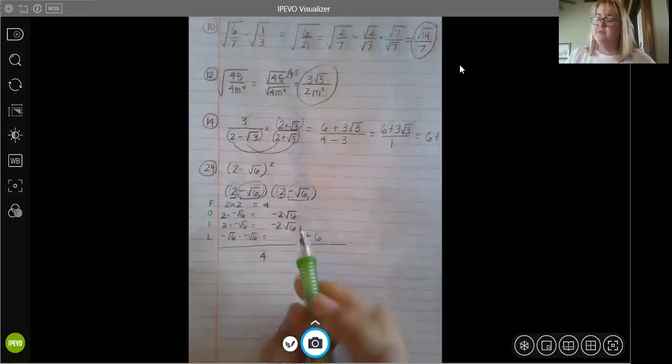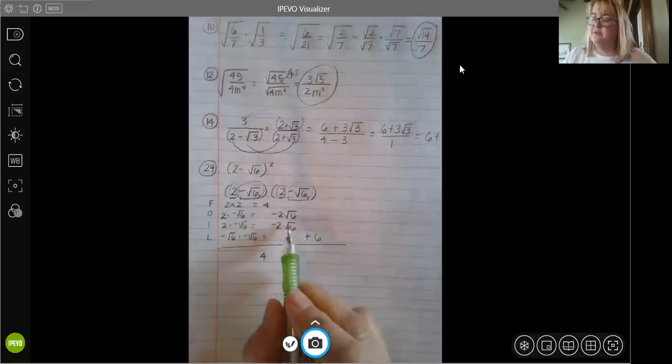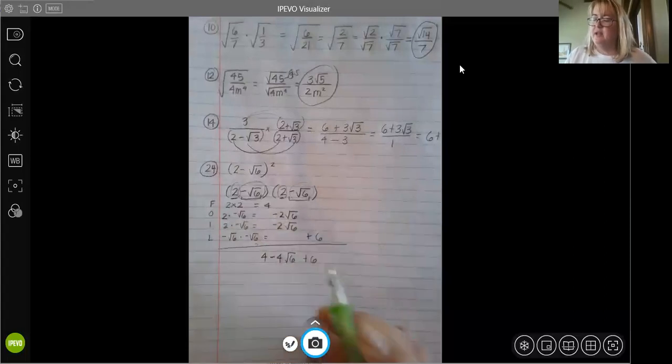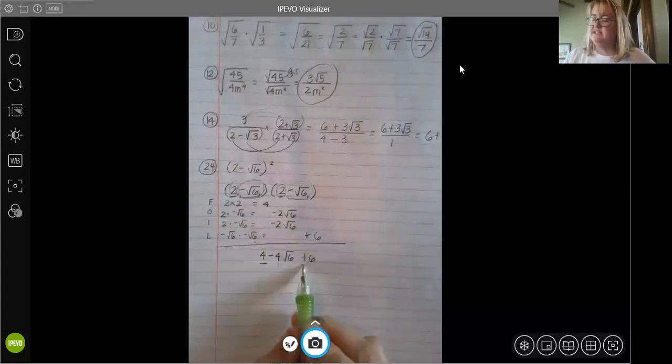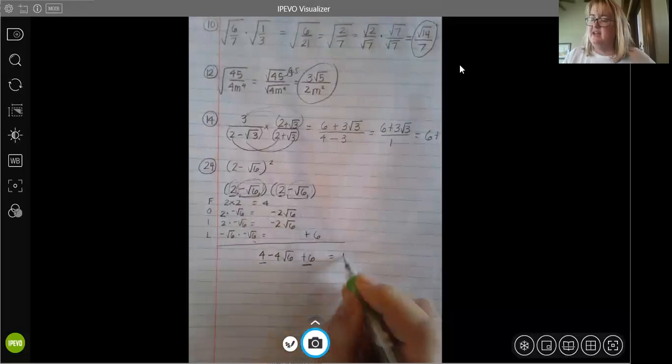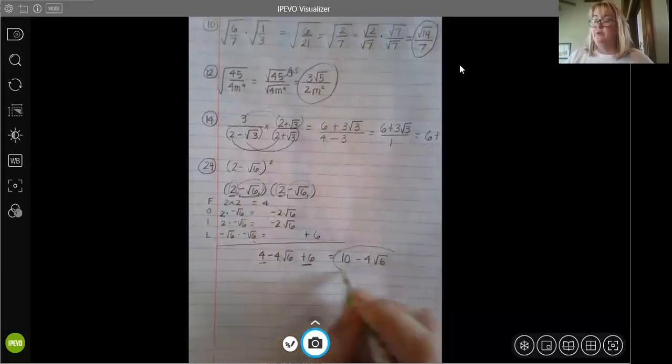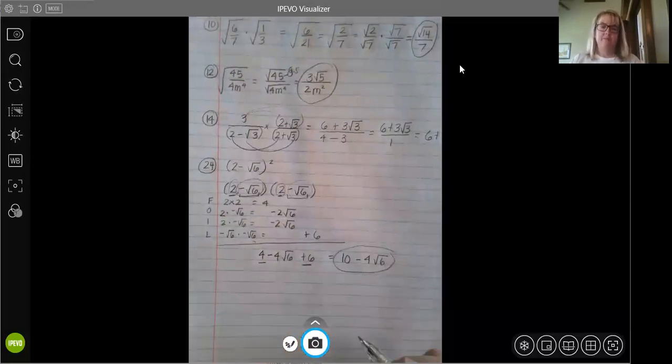Negative 2 times the square root of 6 plus negative 2 times the square root of 6 is negative 4 times the square root of 6 plus 6. Well, I can combine 4 plus 6. 4 plus 6 is 10 minus 4 times the square root of 6. Whew, so there's your answer on 24.